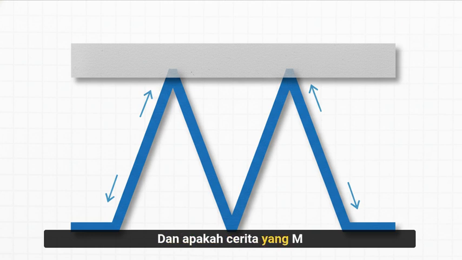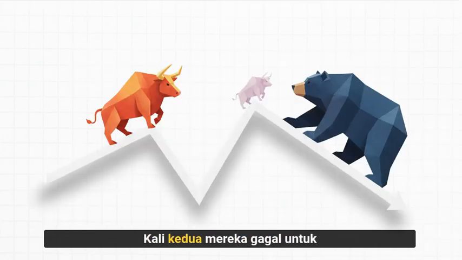And what's the story this M is telling us? Well, it's pretty clear. The buyers, the bulls, they're getting tired. That second time they failed to break higher is a huge signal. It's like the sellers, the bears, are stepping in and saying, nope, not today, power is shifting.